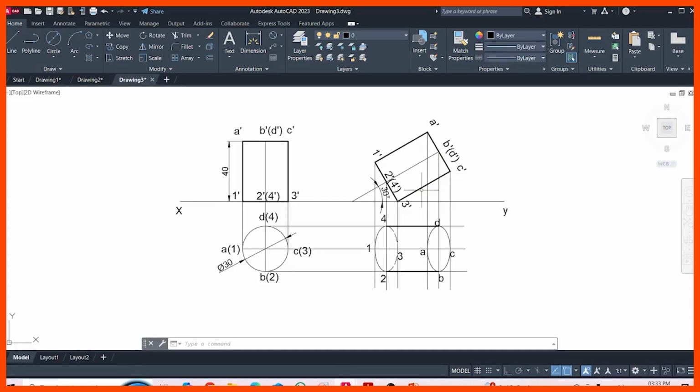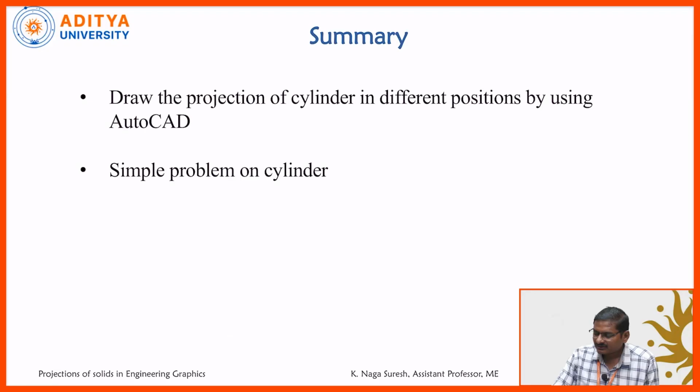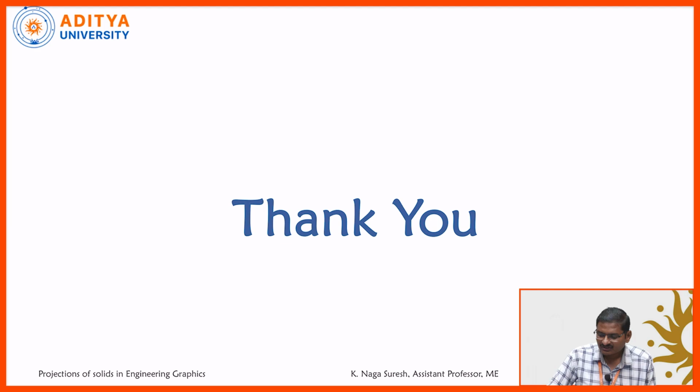Here, the summary of today's class is to draw the projection of the cylinder in different positions by using AutoCAD, and a simple problem related to the cylinder. This is today's section.